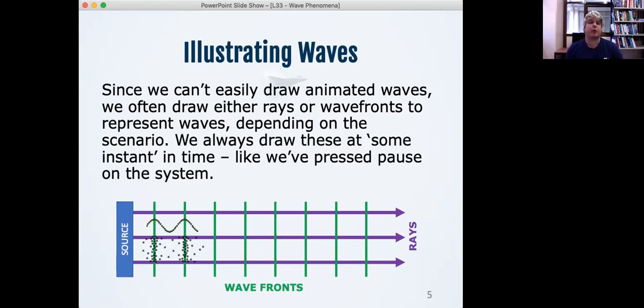We press pause and we draw on some rays or wavefronts. You normally just do one or the other. I've done both here for illustrative purposes, but normally one or the other is sufficient, but you are perfectly welcome to draw both if you like. The rays and the wavefronts, as you can hopefully imagine, will always be perpendicular. The rays are the direction the wave is traveling, and the wavefront is that line of crests.